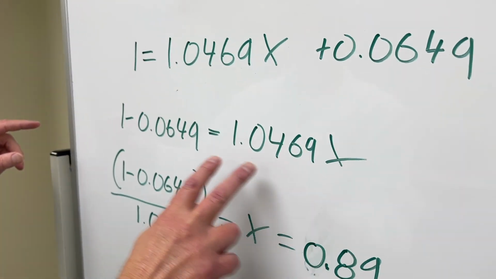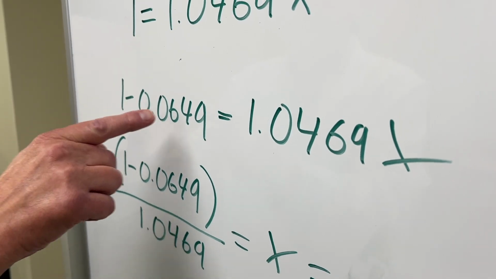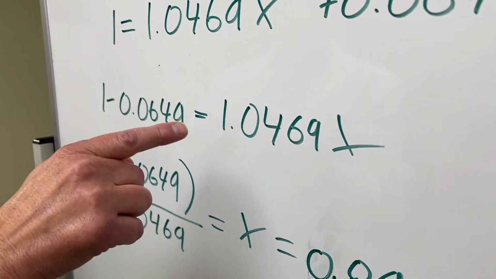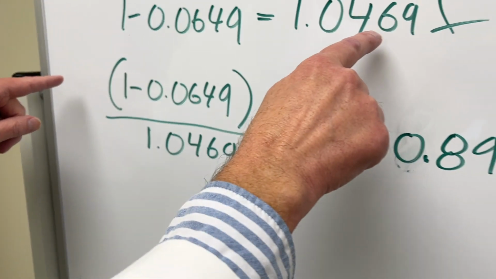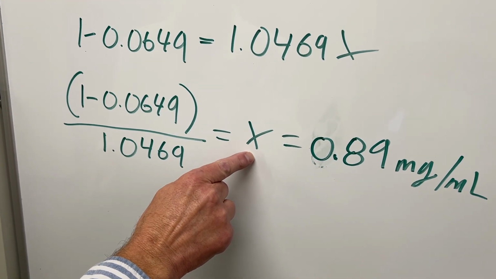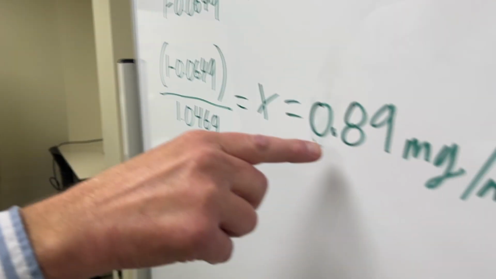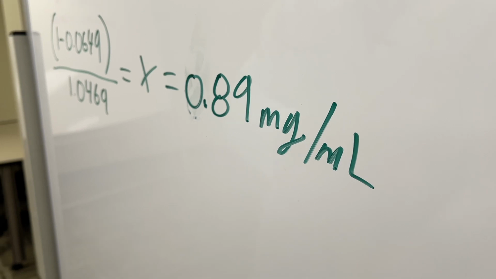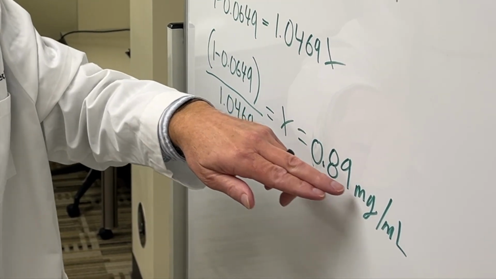I'm going to move this over here, which means 1 minus 0.0649 equals 1.0469x. We have to get x by itself. So now I'm going to put parentheses around this, order of operation, and we're going to bring this under here, making x by itself. We do all this. Let me get it in my head. Got it. It's 0.89 milligrams per mil. Our sample, for sample 1 that is, is still 0.89 milligrams per mil.